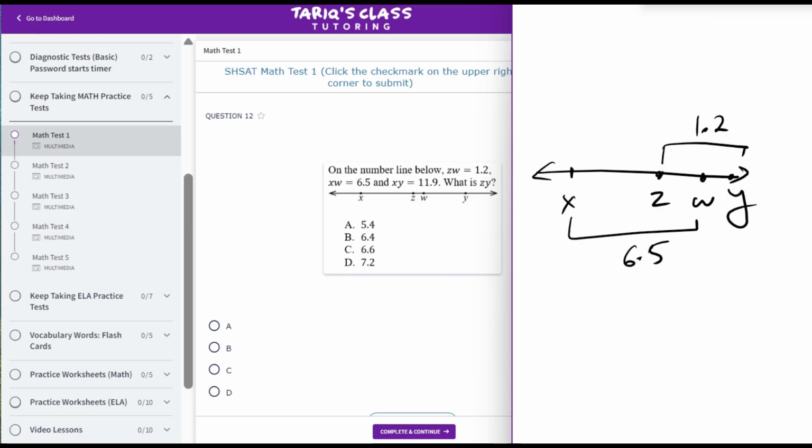XY is 11.9. That's the whole thing. Whole big thing. That's 11.9. That's X to Y. The whole thing is 11.9. What is ZY? ZY is here to here. ZY? Okay, so ZW was 1.2. Okay, my bad.